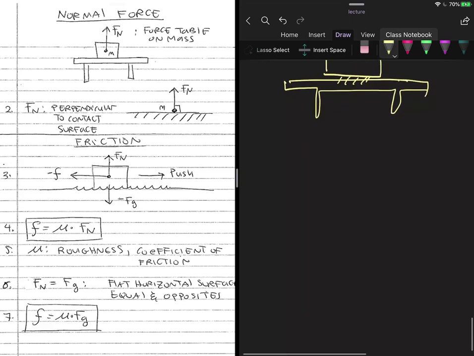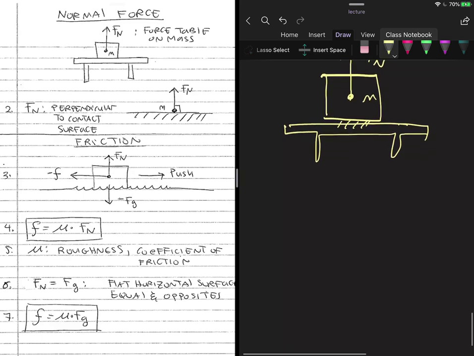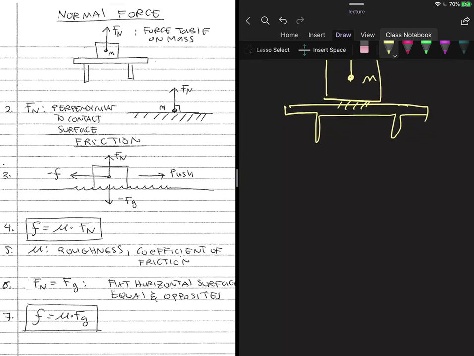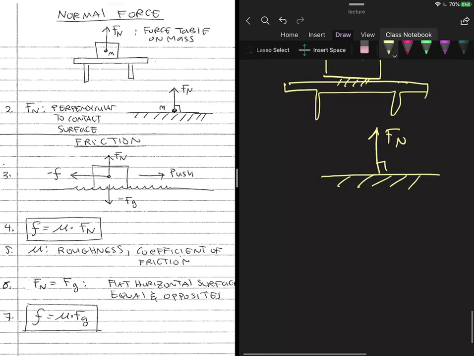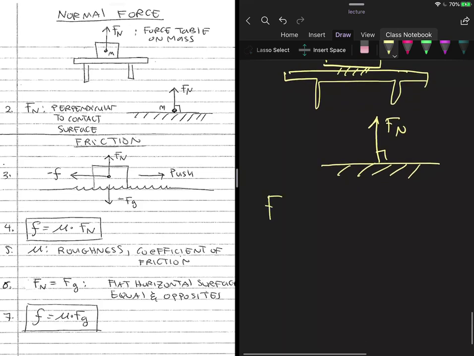The reason we call it the normal force is because another word for perpendicular is normal. Let's say that this is the ground here. The normal force is always going to be at right angles to the ground. Another word for 90 degrees or right angle is normal. So the normal force is always perpendicular to whatever surface it's in contact with.